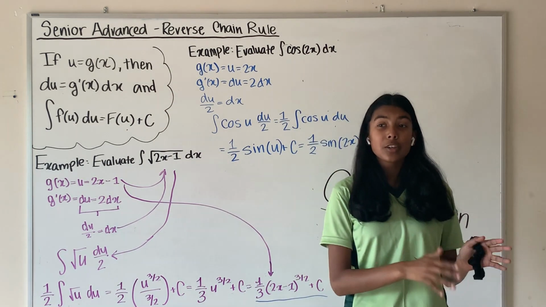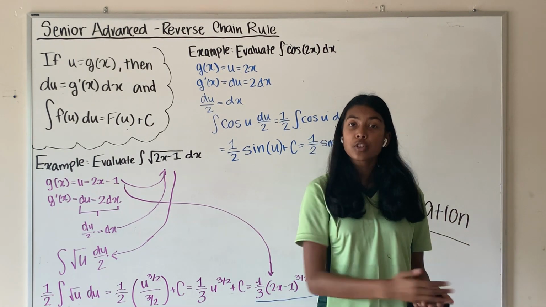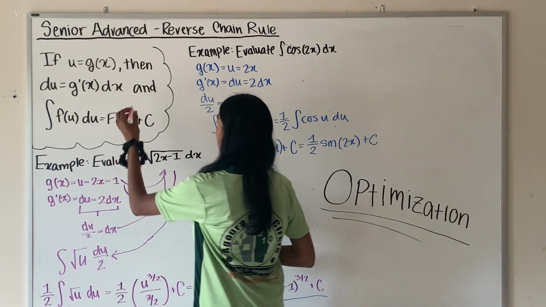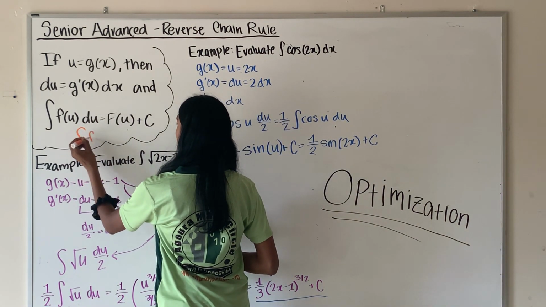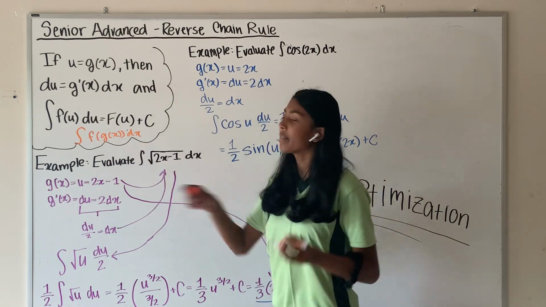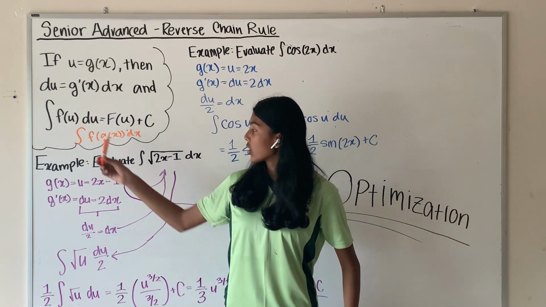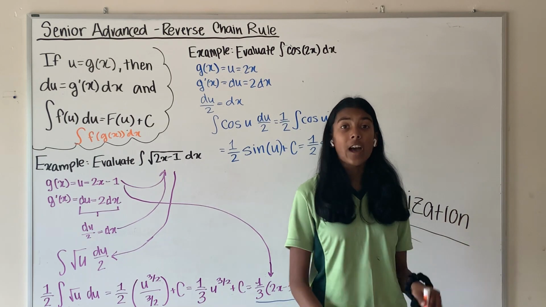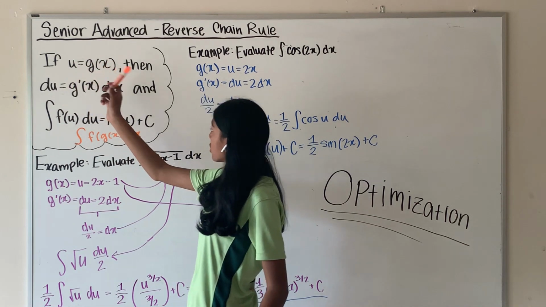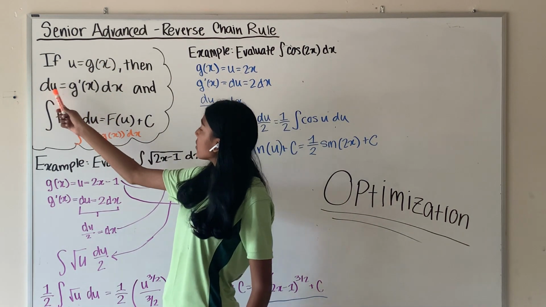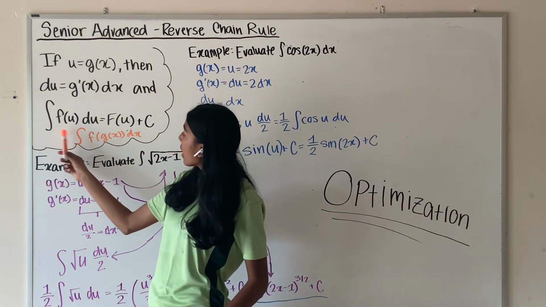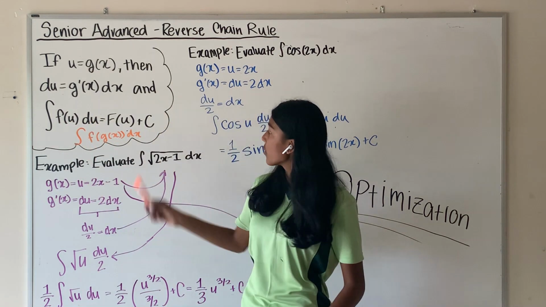Basically it says, if u is equal to g of x, our inner function within a whole function, it would look like the integral of f of g of x dx. If g of x is our inner function and f of x is our outer function, and we want to find the integral of this, we set u equal to g of x. Then du is going to equal the derivative of g of x times dx, and the integral of f of u times du is equal to F of u plus c.